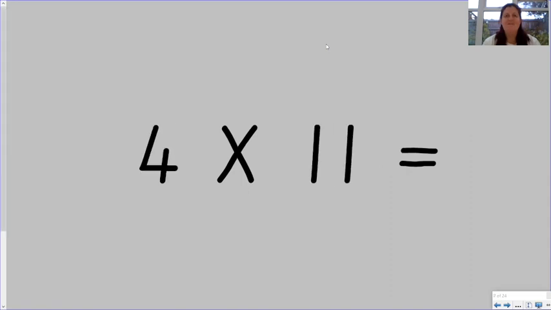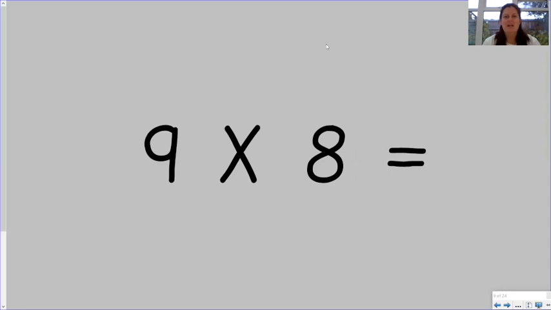4 times 11, 44. I like the 11s, they're nice to remember, those ones. 9 times 8, 72. Do you all know the trick with your hands? If not, ask your parents, I bet they know it.